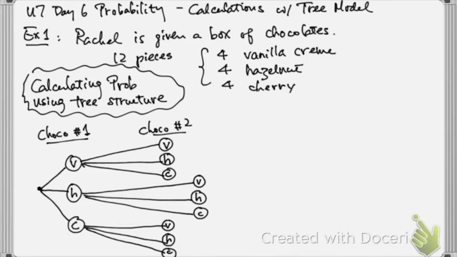So let's go back to event number 1. So at the beginning, there are 12 pieces of chocolate. 4 of them are vanilla. So the chance that she can get a vanilla would be 4 out of 12. I'm just going to write 4 out of 12 that way. I know I can reduce it, but I'll leave it like that for now. And similarly, hazelnut, same situation, is 4 out of 12. And then cherry, also 4 out of 12.